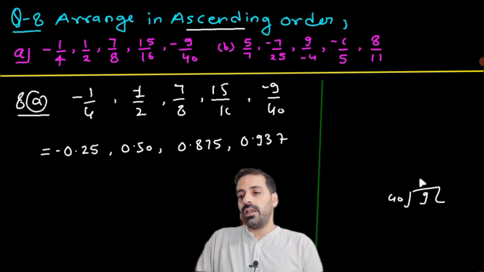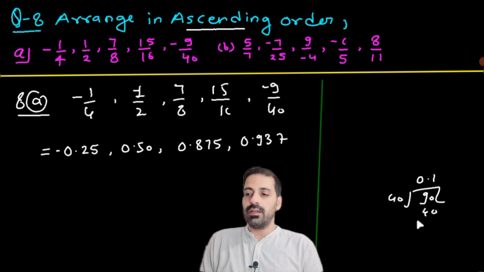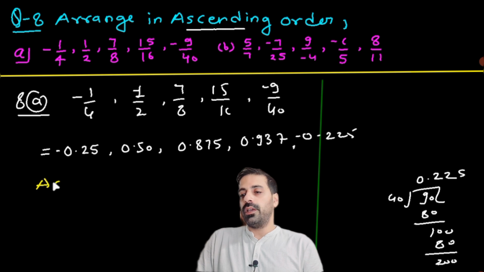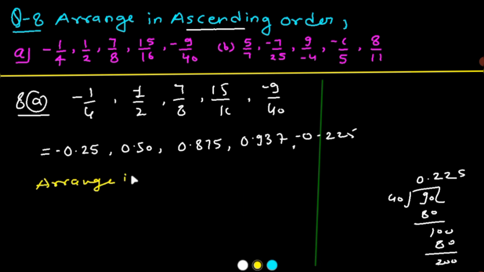Now the next number is 9 divided by 40. I apply 0 and the point here. One time 40, then 2 times gives 80, 10 is remaining, again 0, again 2 times gives 80, and then 5. So this time we have negative 0.225.